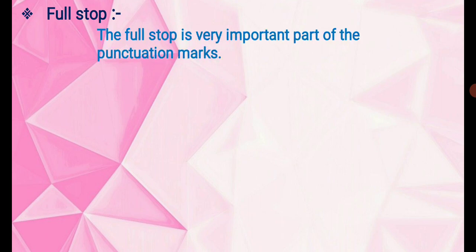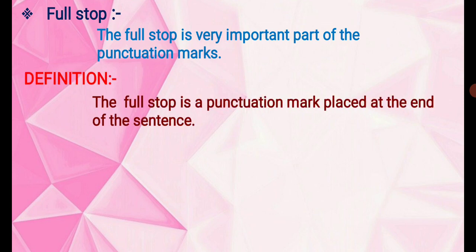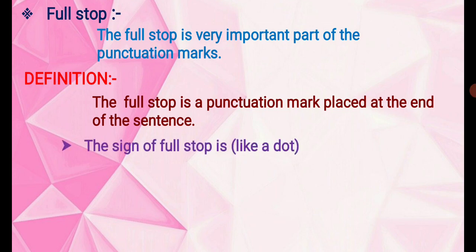Now we will move on to the next punctuation mark, and it is the full stop. What is a full stop? The full stop is a very important part of the punctuation marks. Let's see the definition. The full stop is a punctuation mark placed at the end of the sentence. So just keep in your mind that a full stop is always put after the sentence, never in between the sentence or in the beginning of the sentence. Understand? Then the sign of a full stop is like a dot. Just look at it.